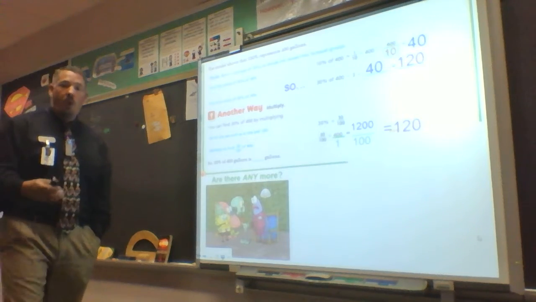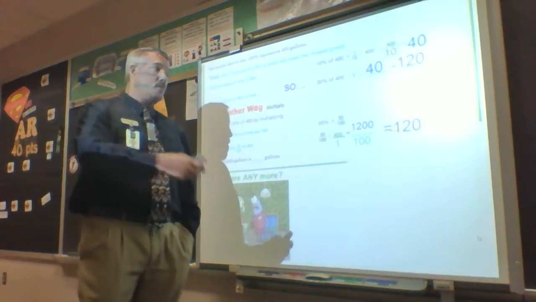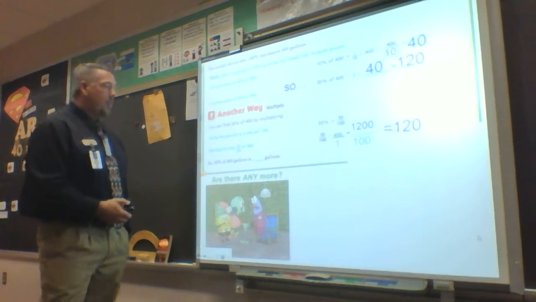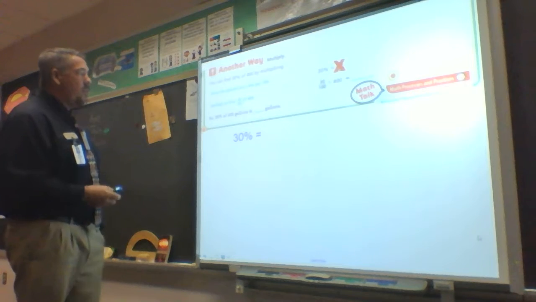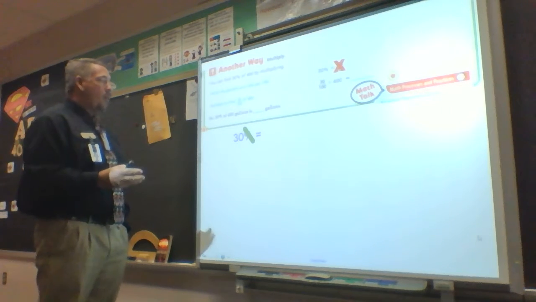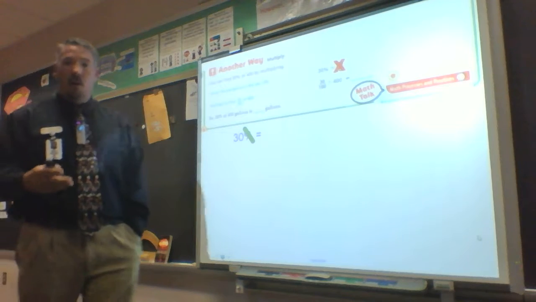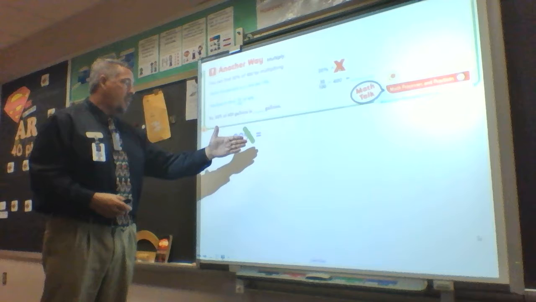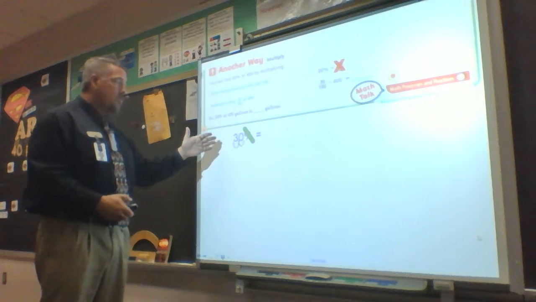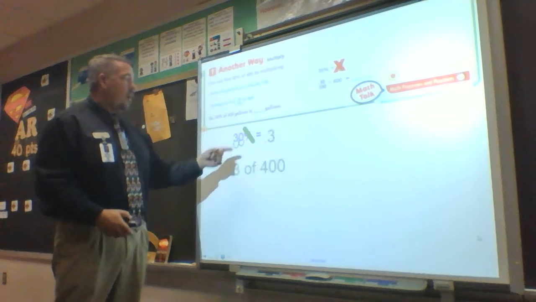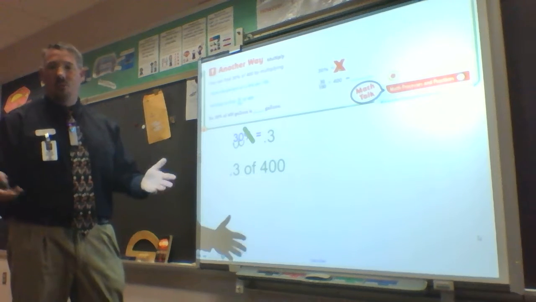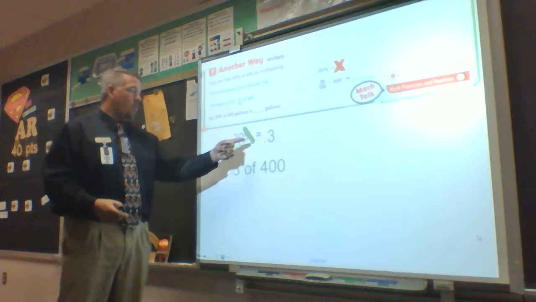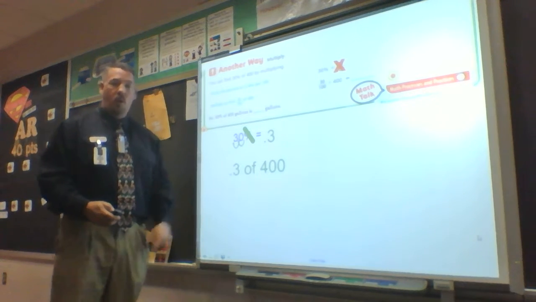Are there any other ways that we can do it then? And that's where some of you are going to prefer to change it into a decimal instead. If I take my 30% and I know that I want to use a decimal, then the shortcut for that, once again, is drop the percent sign, move the decimal from right to left 2 times. So if I move it 2 times, I know I have 0.30. I don't use that 0 at the end of it. So I am going to find out what 3/10 or 0.3 of 400 is.